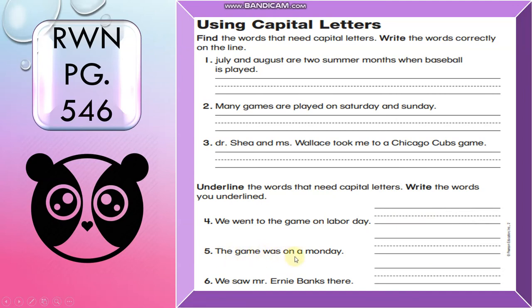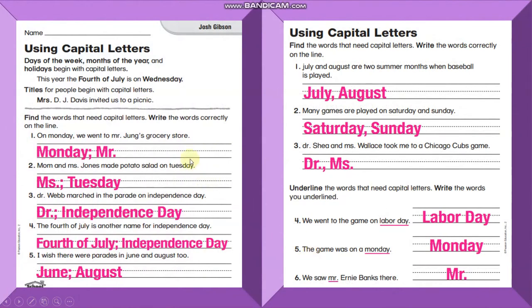Next, the game was on a Monday. Monday. It's a day, so what do we do? We saw Mr. Ernie Banks there. There is a title in the sentence. Find it, capitalize it. Alright, cross-check all your answers, and if you've done a good job, then you deserve a star.